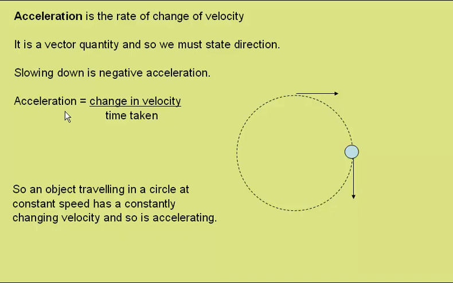As acceleration is equal to change in velocity divided by time taken, the object is actually accelerating, even though it is travelling at a constant speed. We don't have to cover circular motion any further in this part of the course.